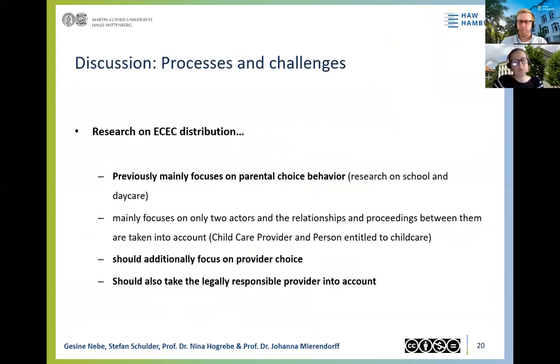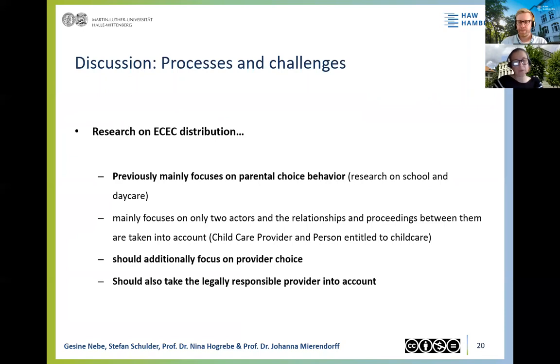Interestingly, the providers' choosing, though, is not yet taken into account in research much. So what we would like to stress is the need to take research on segregation in ECEC beyond the important focus on parental choice and include provider choice as well. Furthermore, we would like to suggest that sufficient research on segregation in ECEC needs to take into account all three actors in the ECEC distribution triangle, and hence certainly needs to include the legally responsible provider in any analysis as well.